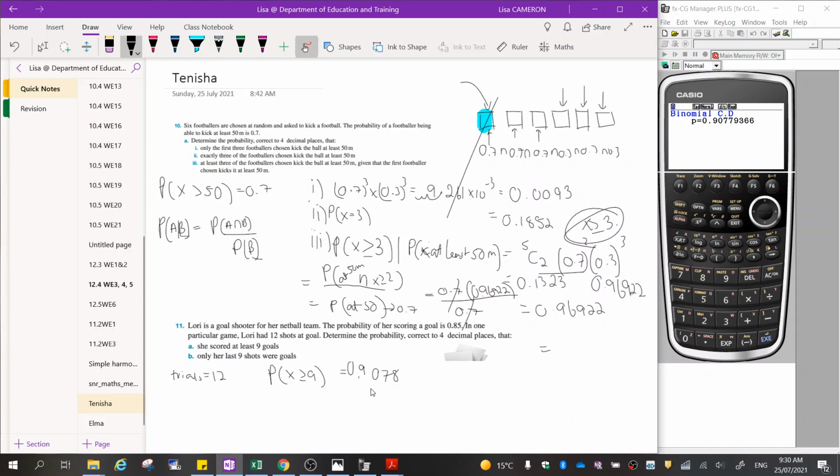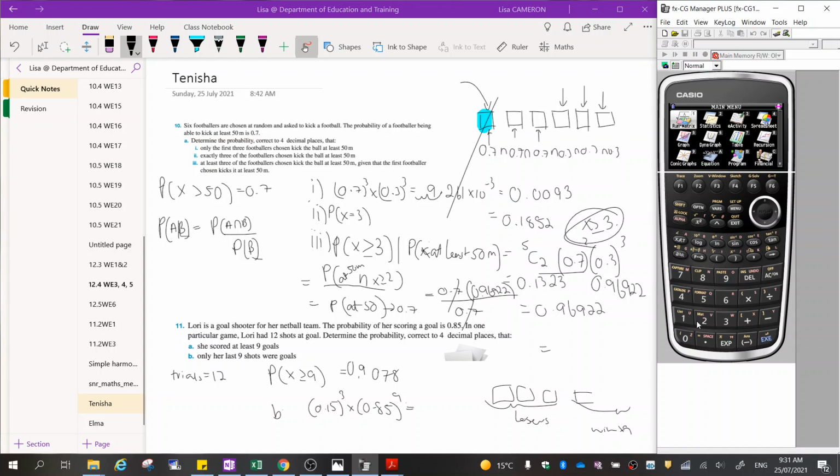Only her last 9 shots were goals. So this one again dictates order. If only her last 9 shots were goals, then that means first 3 losers, and then the last 9 were winners. So this isn't binomial, this is a counting principle. So p is going to be 0.15. So 1 minus that gets you the chance of the loss, to the power of 3 times 0.85 to the power of 9.